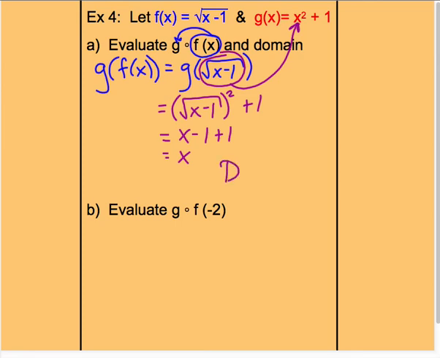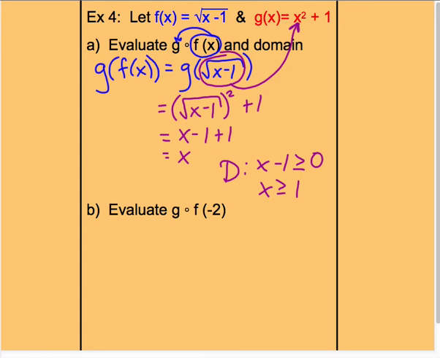Now looking at our g of f of x function, we have x. Well, that's all real numbers. However, it came from first putting values into the f of x function. So we do have a domain restriction on this one, and that's what's under the radical has to be greater than or equal to 0. Adding 1 to both sides, our domain is x has to be greater than or equal to 1.